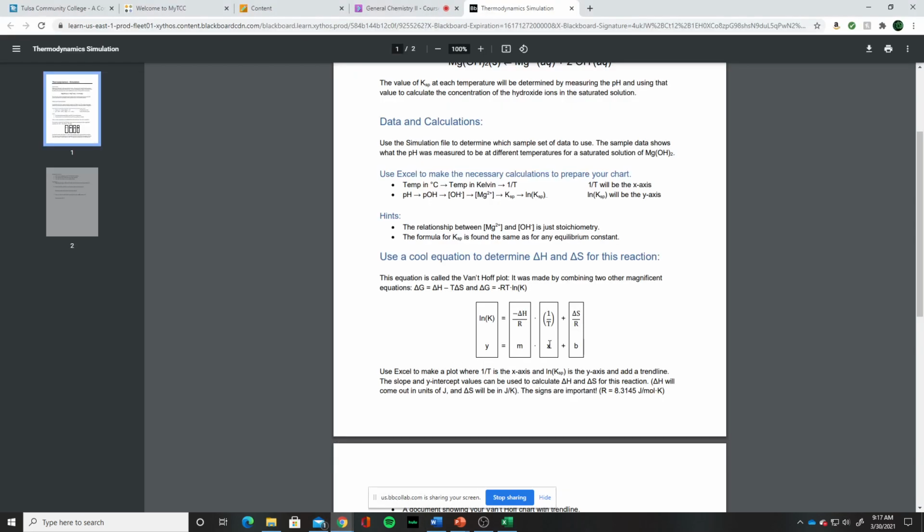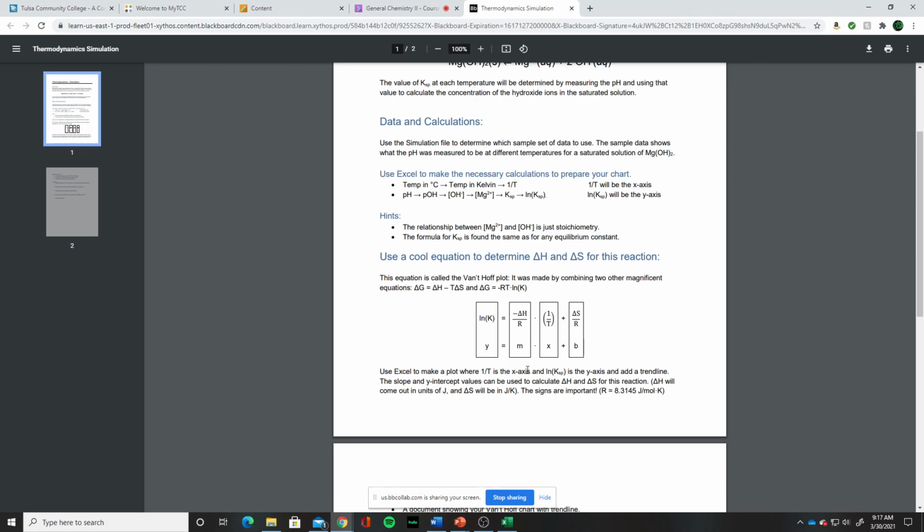And so you will have 1 over t as your x, natural log of k as your y. Make sure you have those correct. That is another very common mistake, where students will get those flipped and have the 1 over t as your y and the natural log of k as your x. You will not end up getting the correct answer if you do that. So make sure that you have those correct.